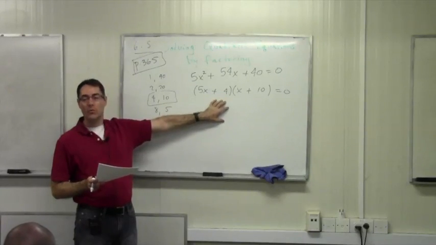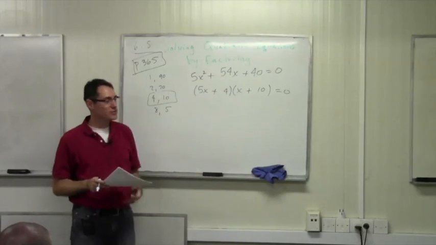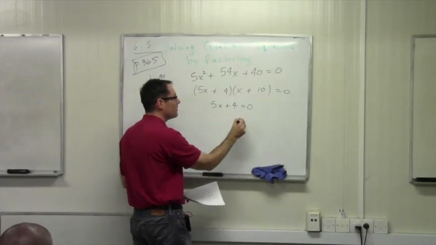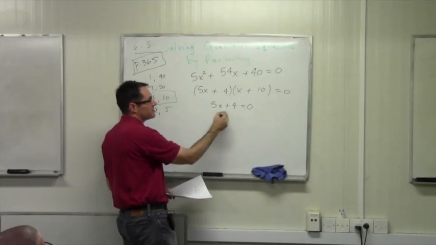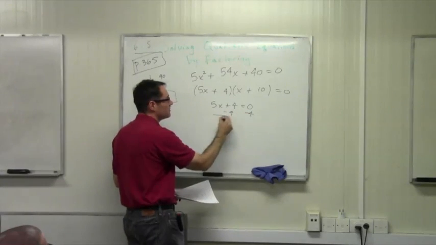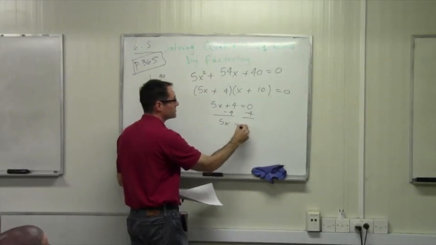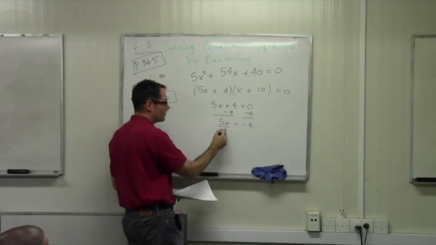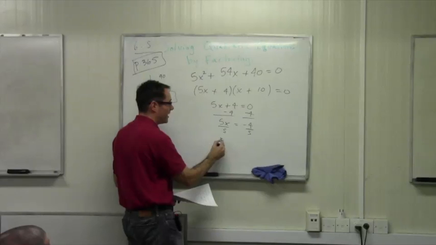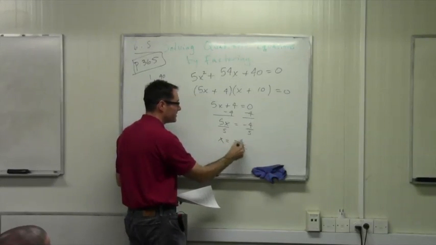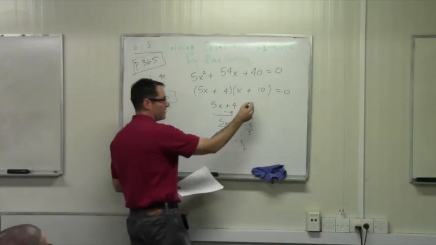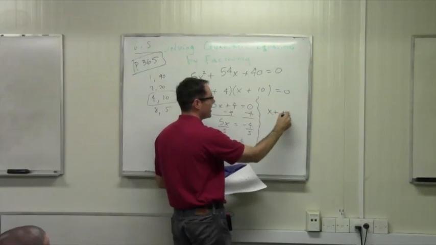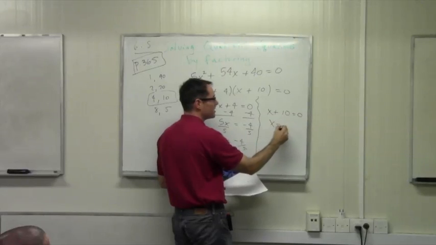OK, now, we've got it in this correct form. We say it's equal to 0. We set each one equal to 0. 5x plus 4 equals 0. And we get, let's see, subtract 4 from both sides. 5x equals negative 4. Divide both sides by 5, and you get x equals negative 4/5. OK, that's one of them. The other one is x plus 10 equals 0, and x equals negative 10.